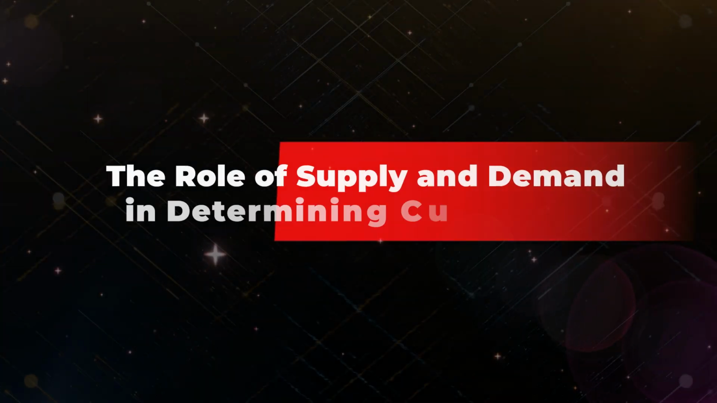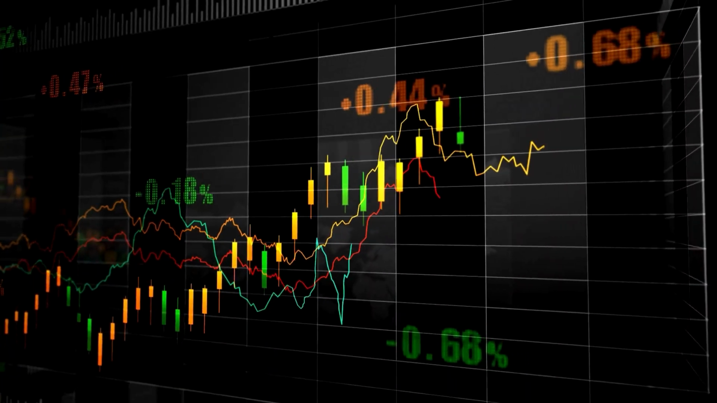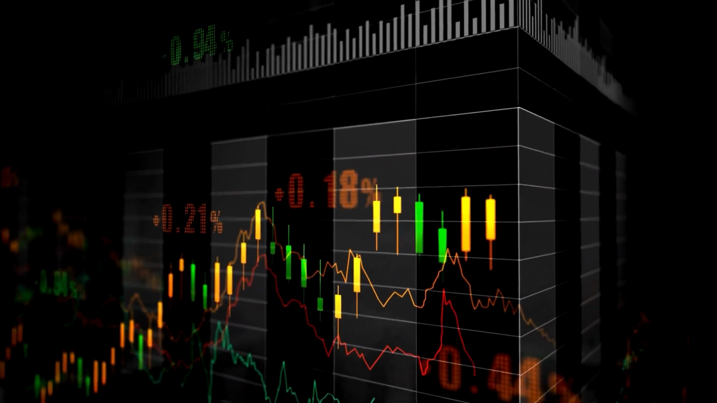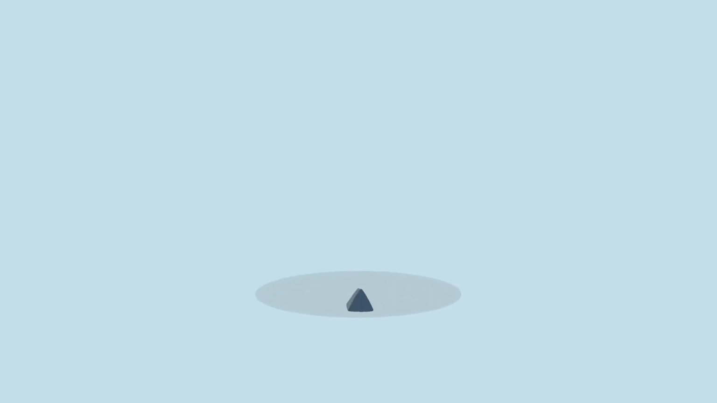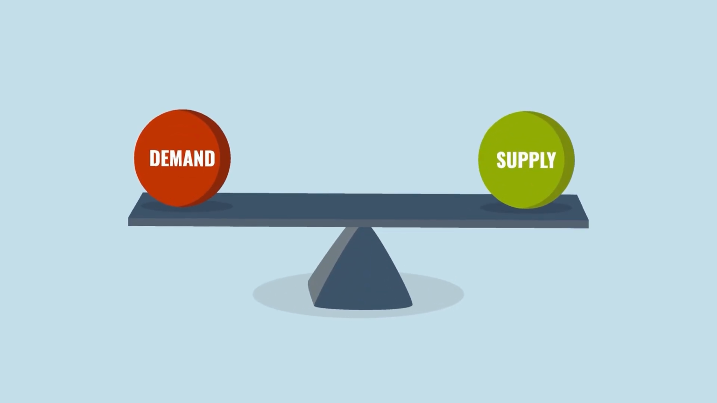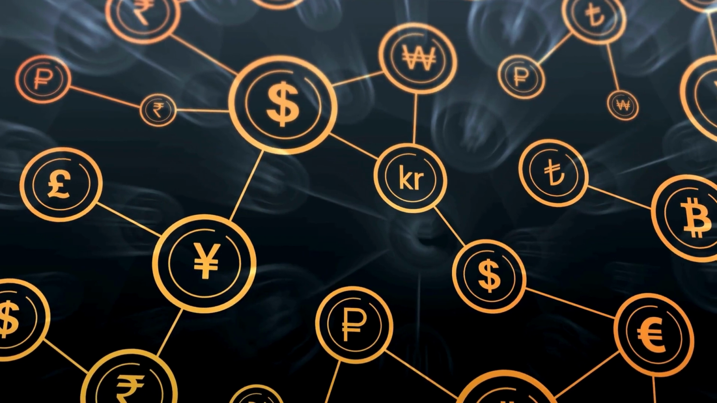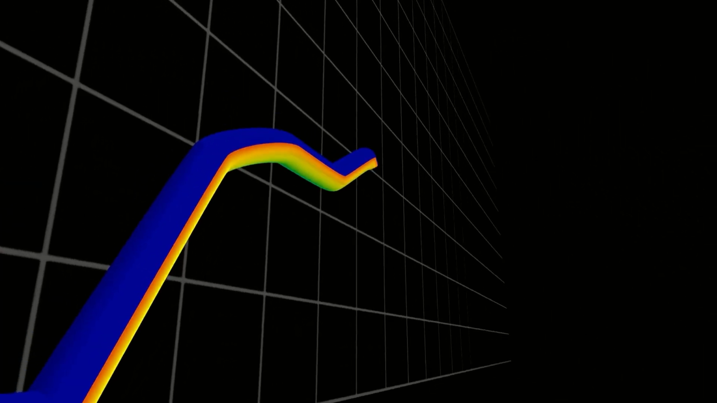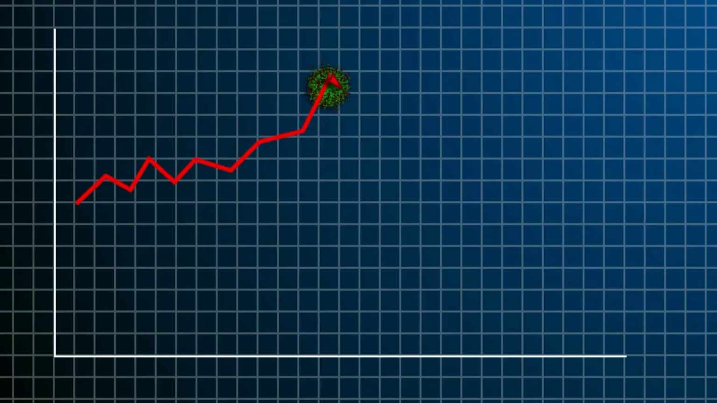Let's dive in. The role of supply and demand in determining currency value. At the most basic level, exchange rates work just like prices in any open market. They are shaped by supply and demand. When more people, investors, or businesses want a particular currency, its demand rises, which drives up its value. On the flip side, when fewer people are interested or when investors pull their money out of that country, demand falls and the currency tends to weaken.